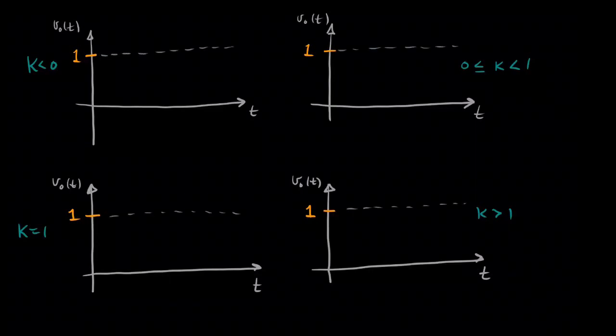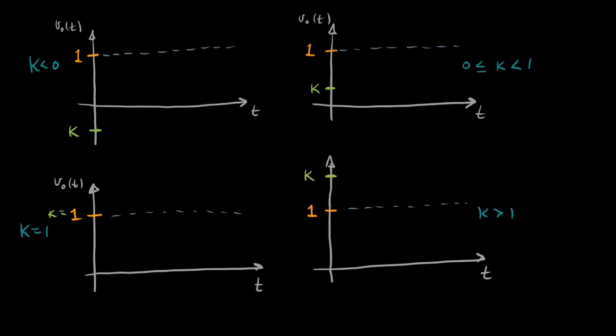And so then when k is less than 0, I'm actually going to start down here, at the value of k. Now that's going to be negative, right? And then when k is greater than 0, but less than 1, I'll start up here somewhere. When k equals 1, I will start right here, and then when k is greater than 1, I'll start up here somewhere, and I didn't leave myself a lot of room. Okay, so through the magic of editing, I was able to fix the fourth plot.